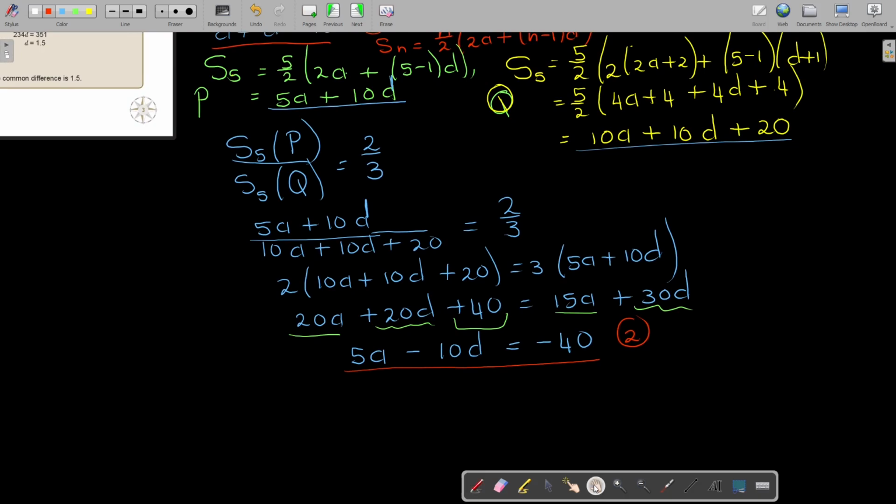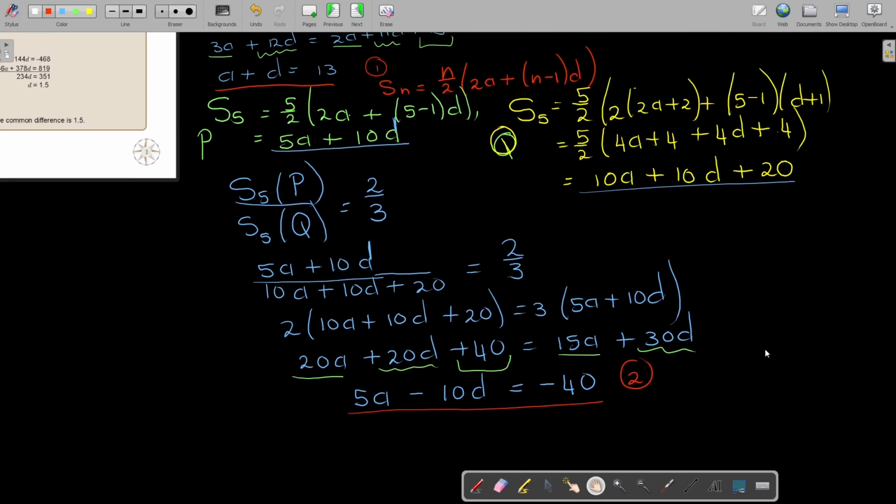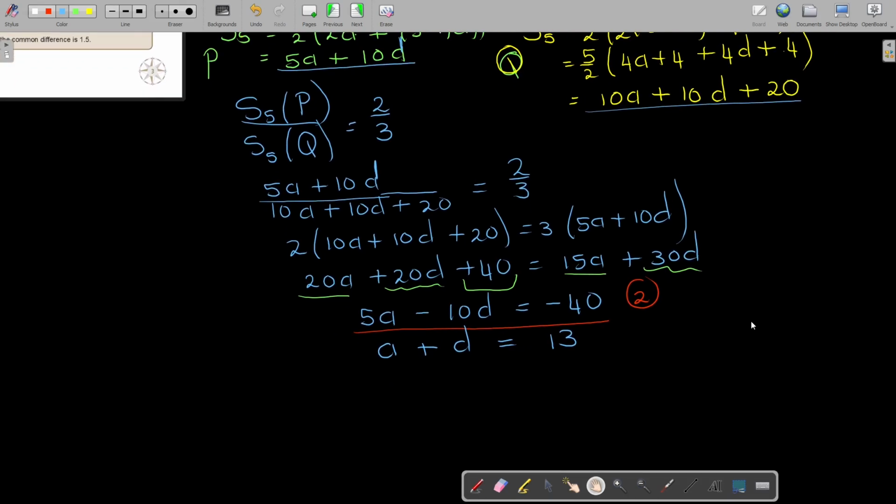So let's just do that. Let me just rewrite 1. I think the best will be to first just get 1 down. So 1 was A plus D equals 13. If I want to simplify, I can multiply by negative 5. So it's going to be negative 5A minus 5D, and this one is going to be negative 65. I'm just going to rewrite that one again. So this was 1, it's still 1. And now I'm just rewriting 2.